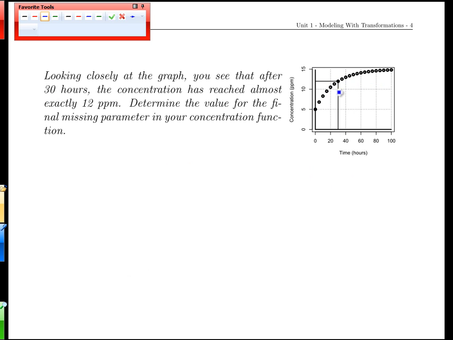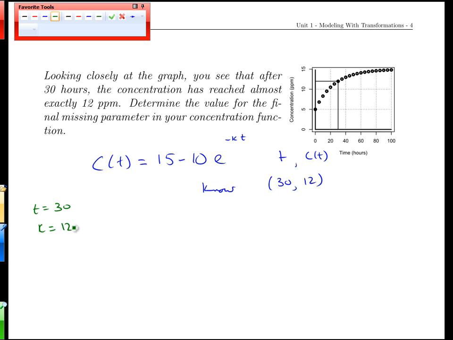Okay, here we can pick out maybe one representative point. After 30 hours, we get to 12 parts per million. So if our C of t formula was 15 minus 10 e to the minus kt, and we have the point that we know now as 30, 12, where this is t and this is concentration at that time, now we have a point that we can use with our formula to solve for k. Let's do that. So t equals 30 and C at that point is equal to 12.